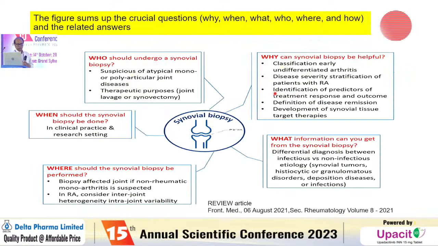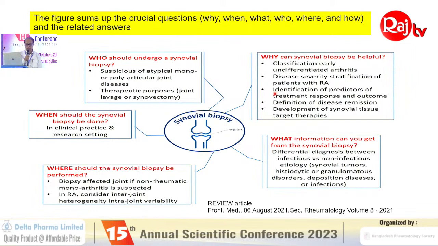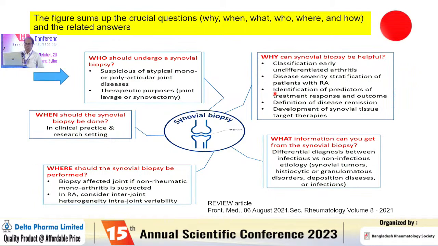This is the crucial question. This figure shows crucial questions: why, when, what, who, where, and how synovial biopsy can be done. Who should undergo synovial biopsy? Suspicious cases of atypical monoarthritis or polyarthritis, and for therapeutic purpose.